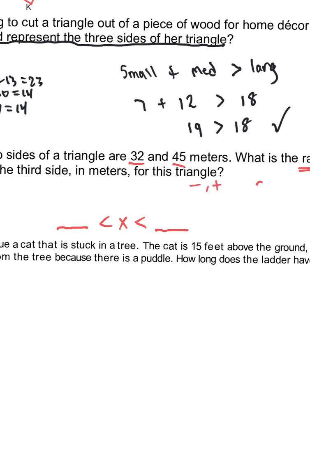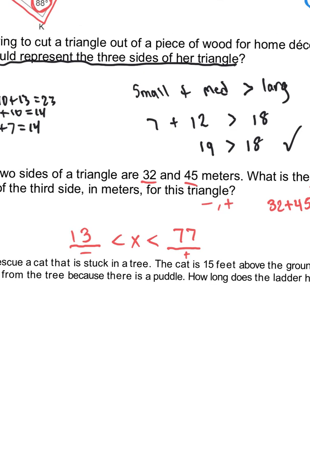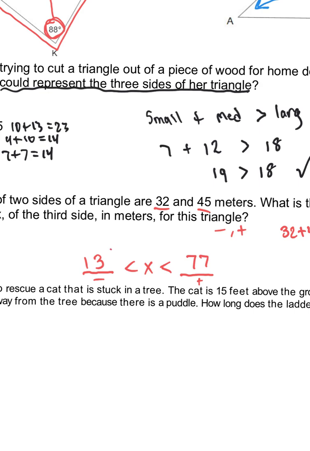So 32 plus 45 equals, that's going to give us 77. So that's going to be, we added, so that's our big side, right? This is our added side, this is our subtracted side. And then we have to do 45 minus 32, right? And that's going to give us 13. So this would be 13. So our answer is x is bigger than 13, but smaller than 77.